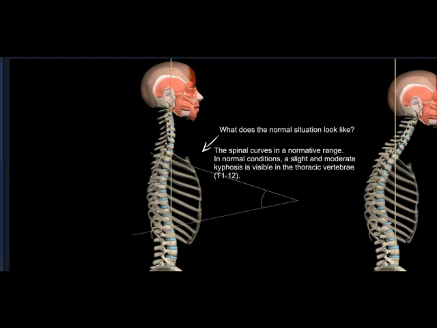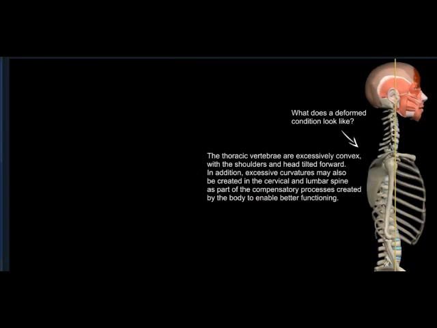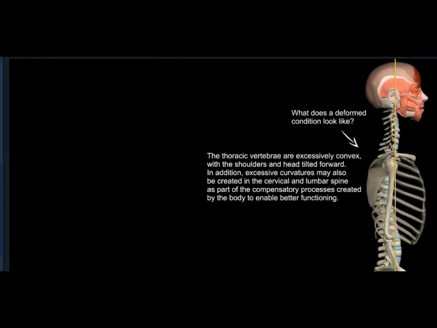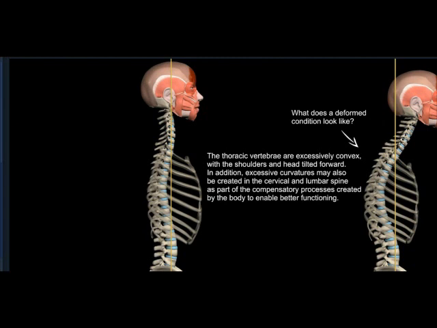The spinal curves in a normative range. In normal conditions, a slight to moderate kyphosis is visible in the thoracic vertebrae, T1 to 12. What does a deformed condition look like? The thoracic vertebrae are excessively convex, with the shoulders and head tilted forward. In addition, excessive curvatures may also be created in the cervical and lumbar spine as part of the compensatory processes created by the body to enable better functioning.